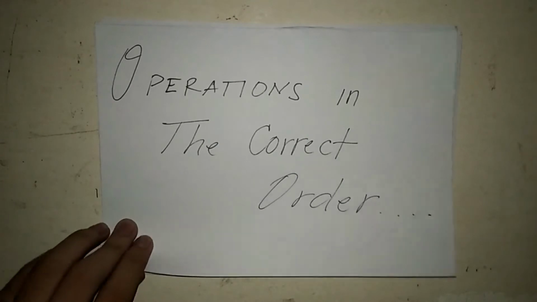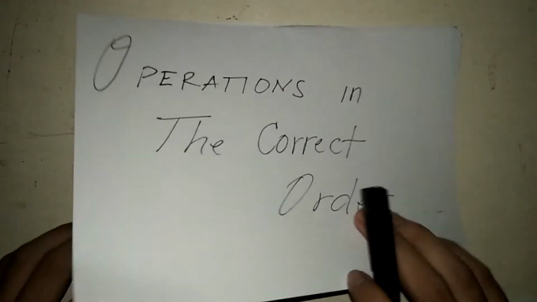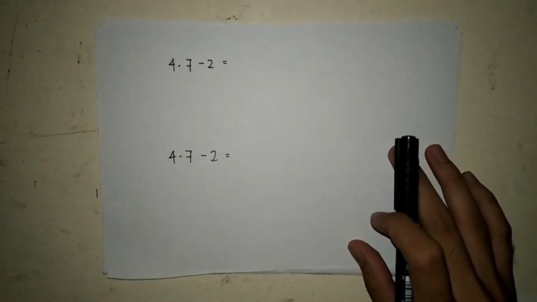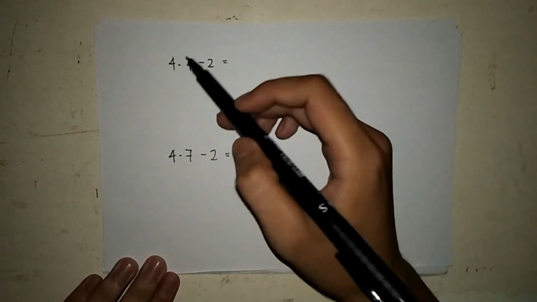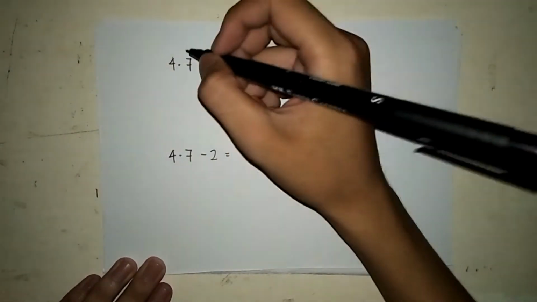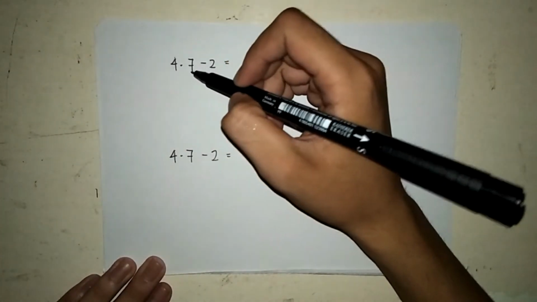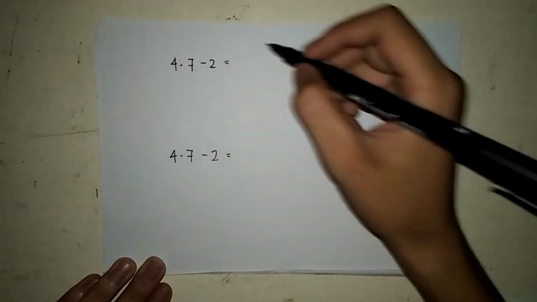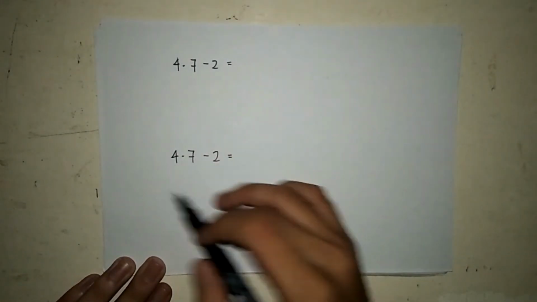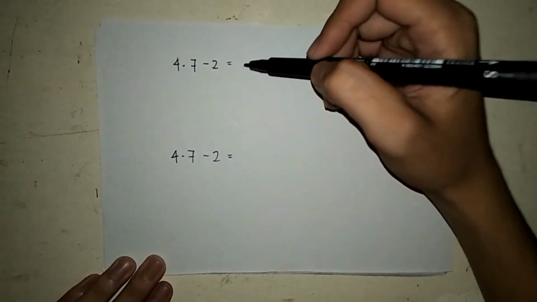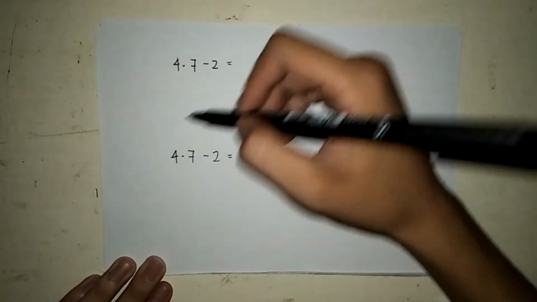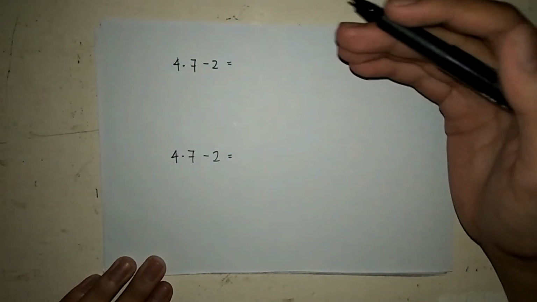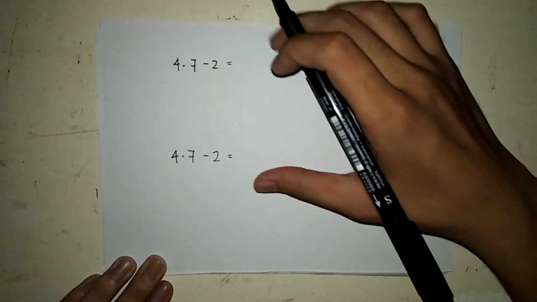So yun. So let's see. Ito, I'll give you example. I-evaluate natin yung dalawang example natin, which is itong dot na to is multiplication times. So 4 times 7 minus 2 is equals to what? Same dito. So if hindi nyo alam yung process on solving this one, magbibigay talaga siya sa inyo ng 2 answers.